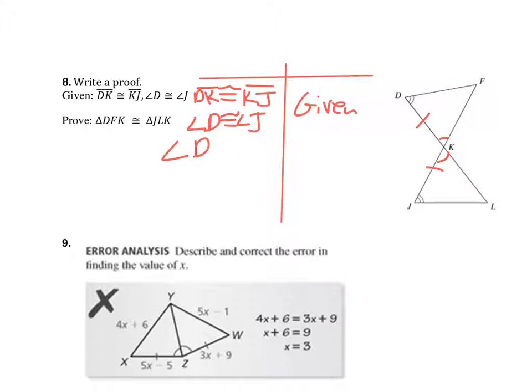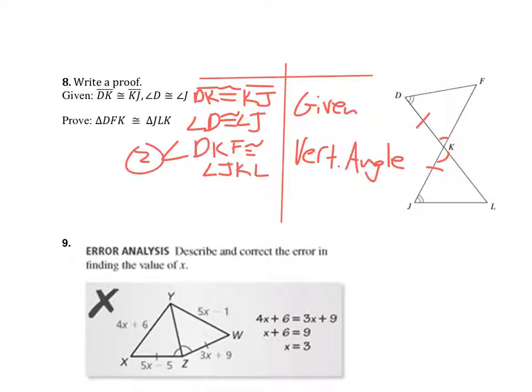Angle DKF is congruent to angle JKL. Okay, and that's vertical angles. The vertical angle theorem, technically. All right, so we had 1, we had our given stuff, 2, we've got that. And hey, that's enough. The triangles are congruent, so triangle DFK is congruent to triangle JLK. And the reason is we've got an angle and a side in between. So angle, side, angle. All right.